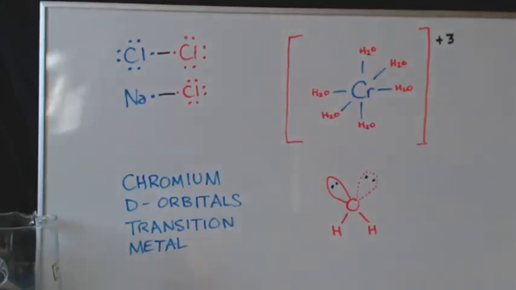Alright, this is John Black, Super Chemist, showing you the chemistry of chromium metal. Before I do that, I want to start off by telling you what ligands are and dative bonds.